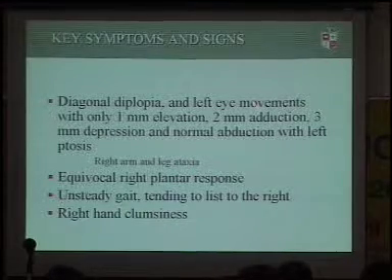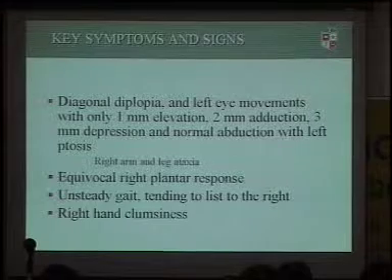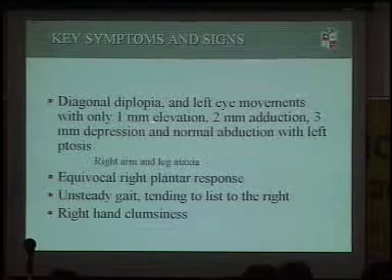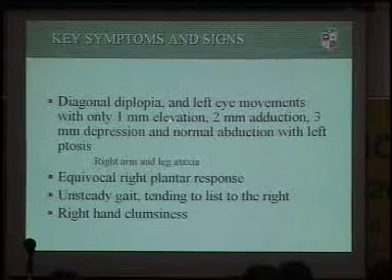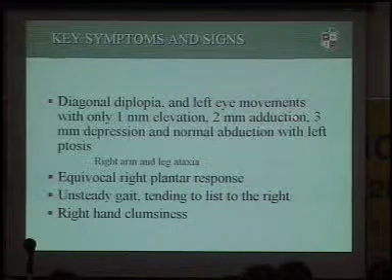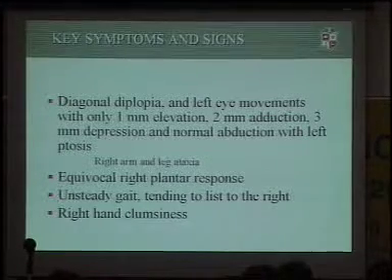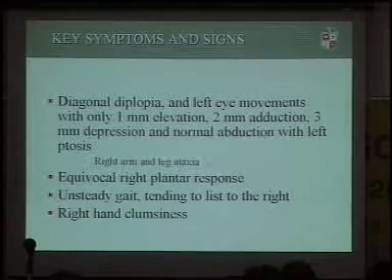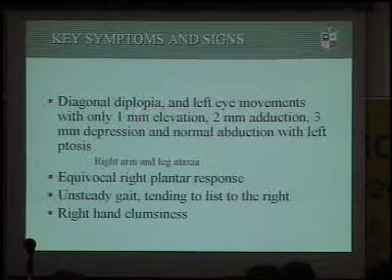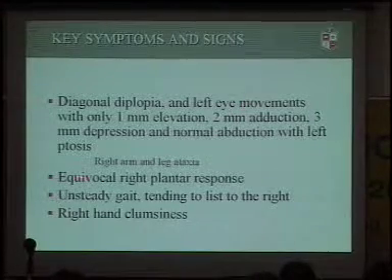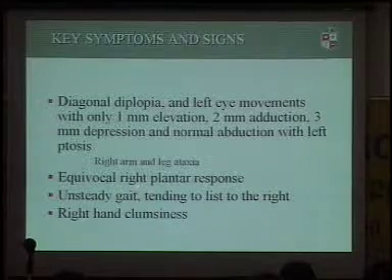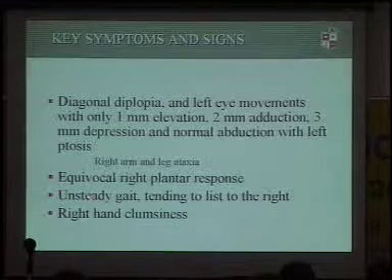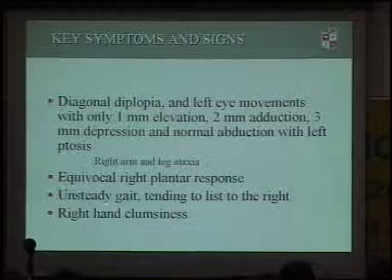So what do we think this is? What nerve? So we have superior rectus is not working, medial rectus is not working, inferior rectus is not working, but the lateral rectus is. So, okay. This is a key part of it right here, okay? We also have equivocal right plantar response, unsteady gait, right hand clumsiness, unsteady gait.